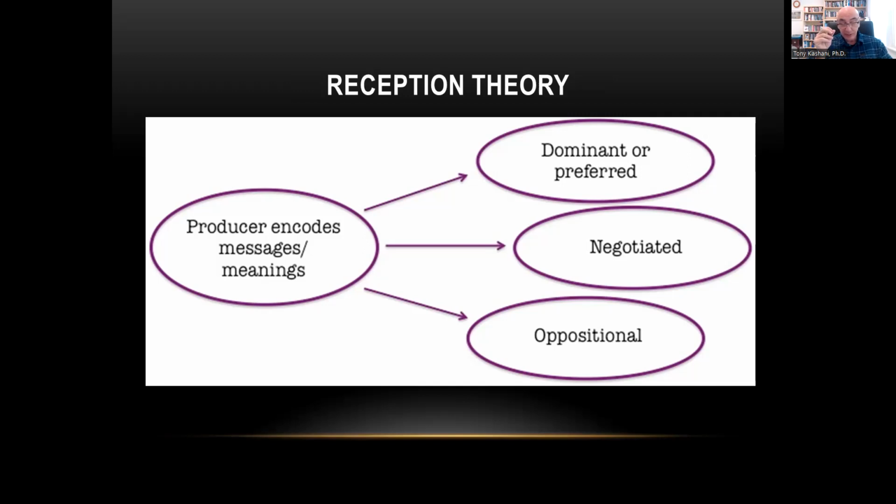Reception theory has been applied to the analysis of film audiences. In cinema, this is a big deal. Different viewers may interpret the same film differently based on their individual experiences and cultural backgrounds. In literary studies, reception theory has been used to explore how readers interpret novels, poems, and other literary works. The same text can evoke varied responses from different readers.